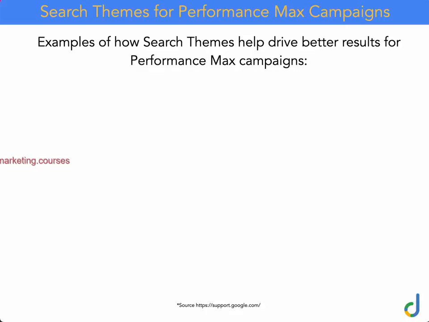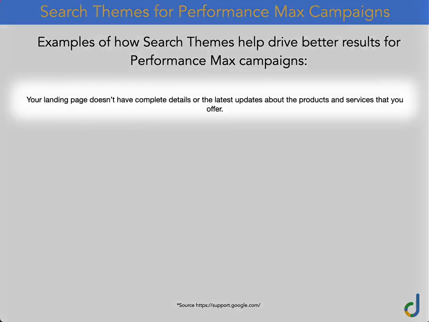So, examples of how search themes help drive better results for Performance Max campaigns. Once again, this is coming from Google. Your landing page doesn't have complete details or the latest updates about the products or services that you offer. So if you're taking on an account and you can't update their website and they don't have lots of data on the website, this is where it helps Google by adding in more search themes, because you're kind of giving Google some directions to say, hey, look, can you target these very, very broad search topics?